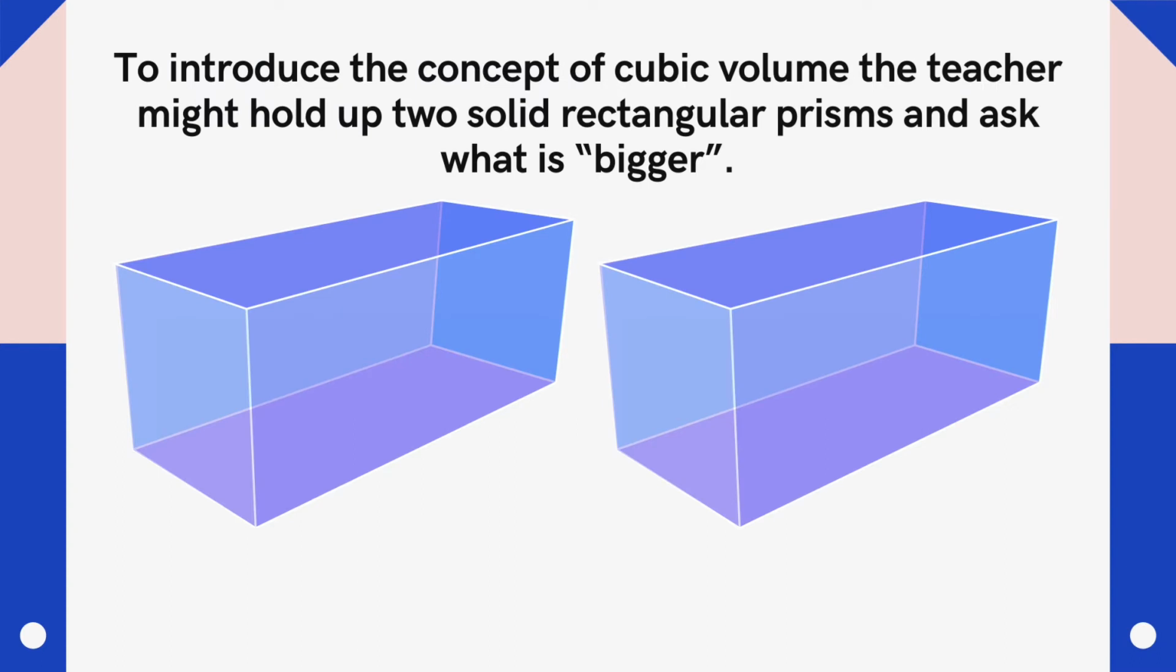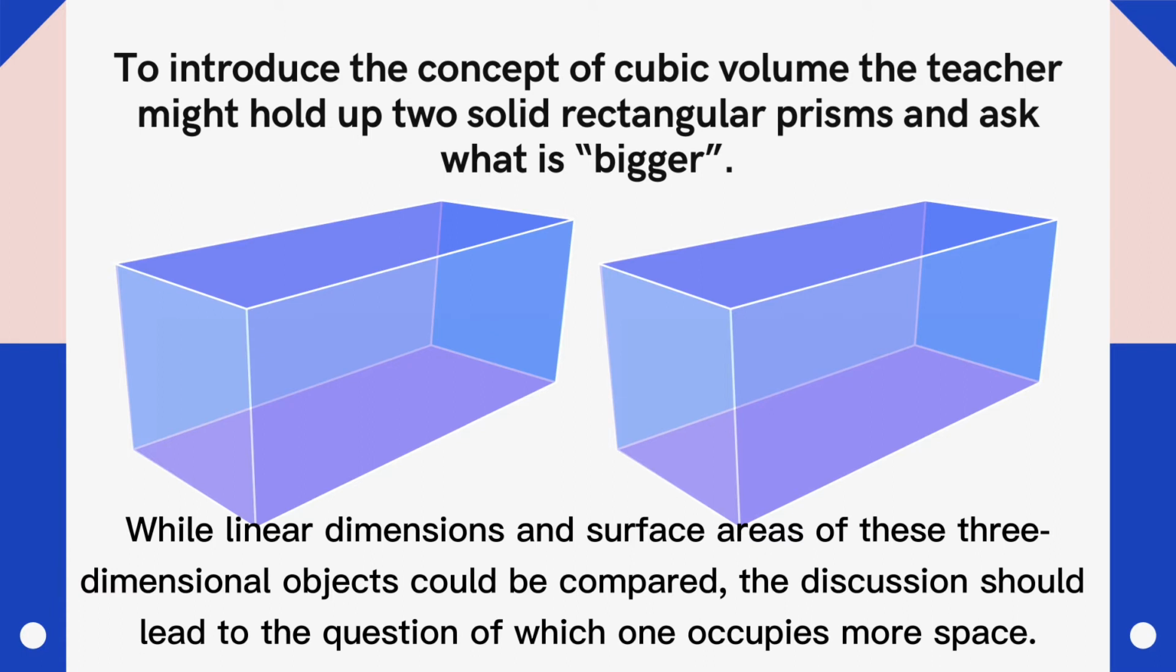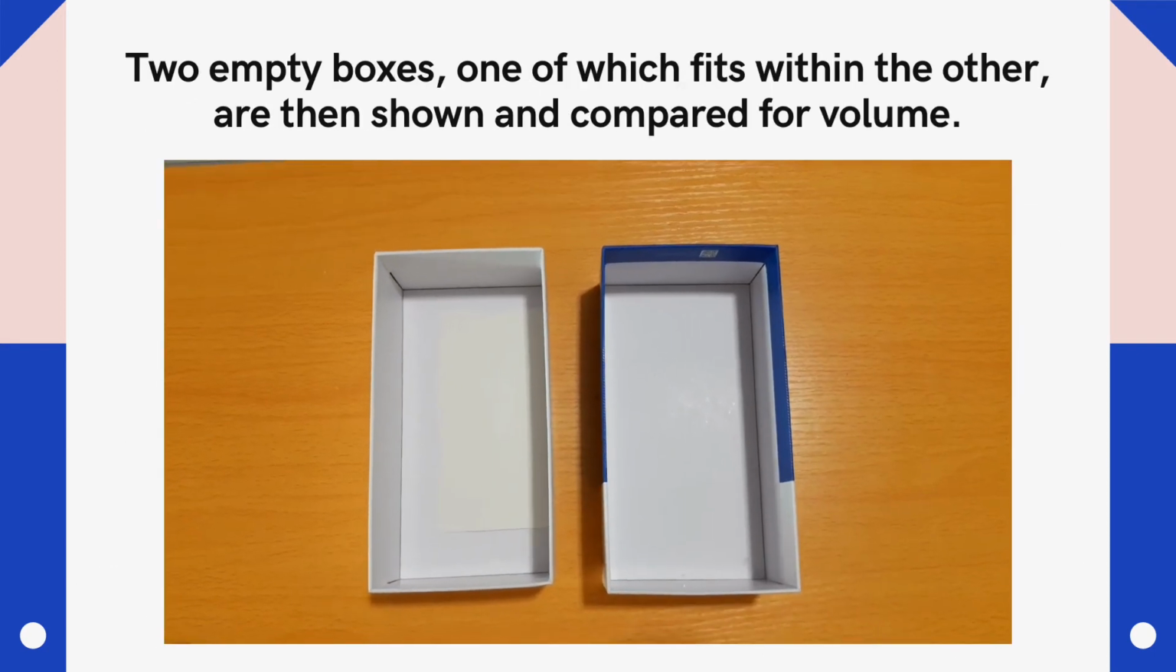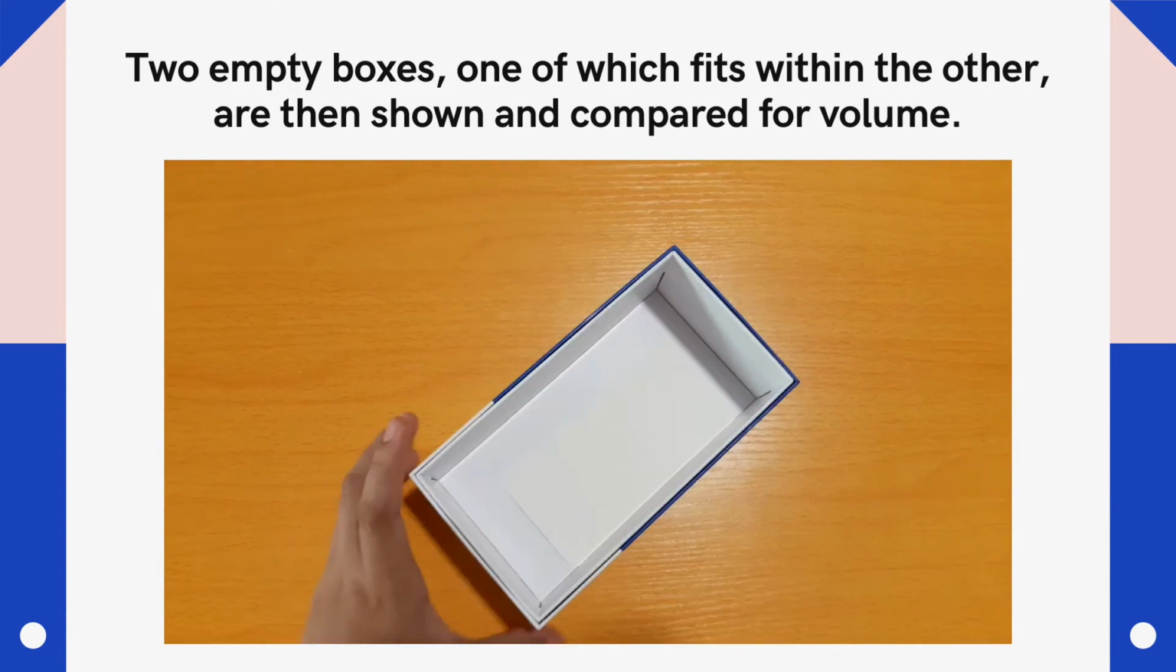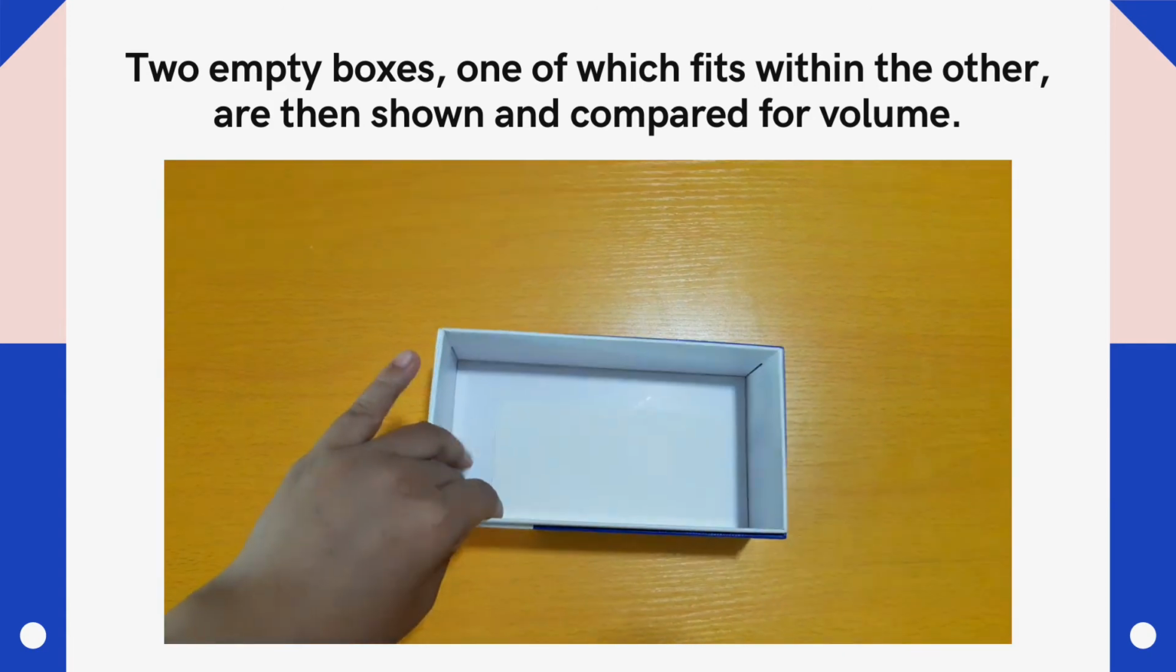To introduce the concept of cubic volume, the teacher might hold up two solid rectangular prisms and ask what is bigger. While linear dimensions and surface areas of these three-dimensional objects could be compared, the discussion should lead to the question of which one occupies more space. Two empty boxes, one of which fits within the other, are then shown and compared for volume.